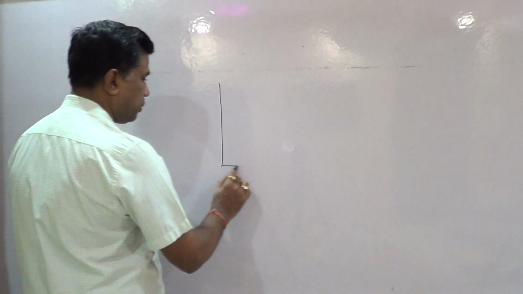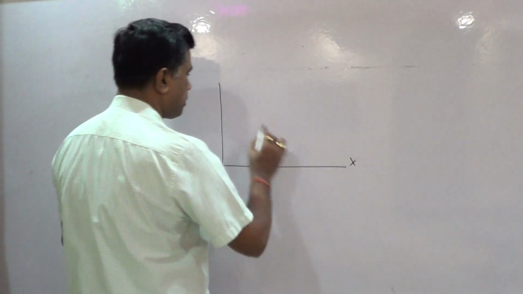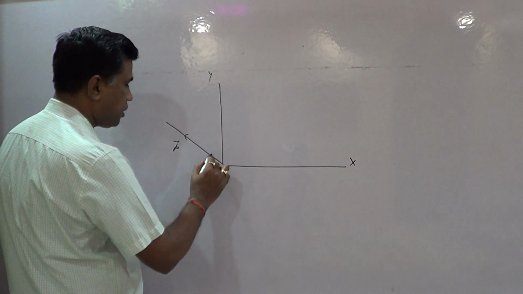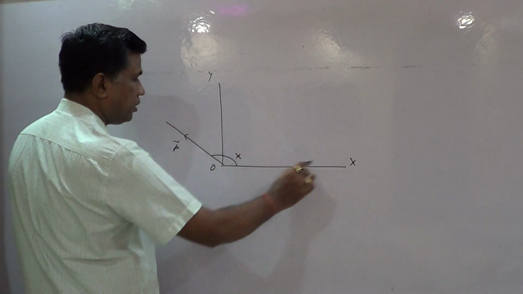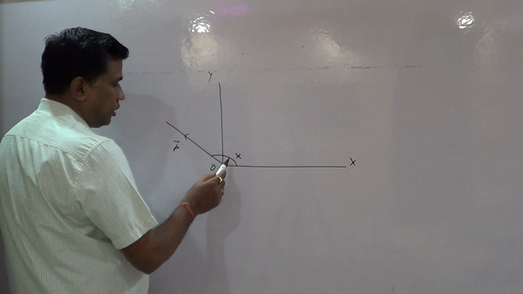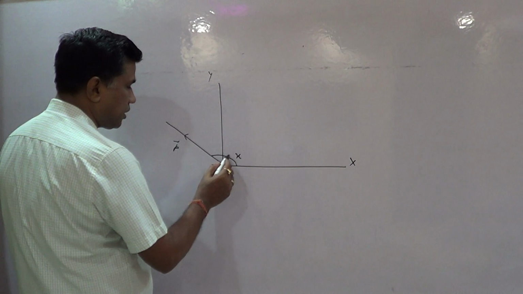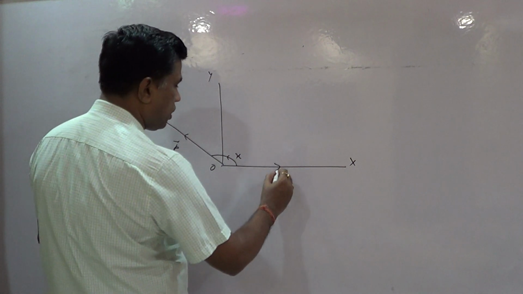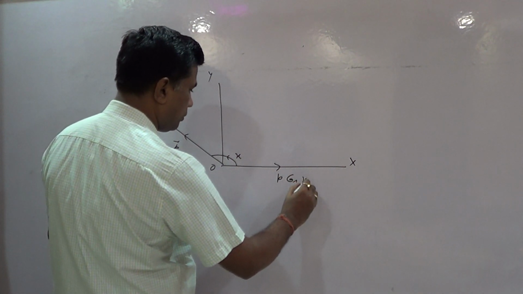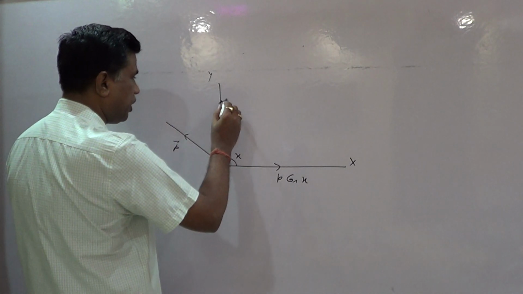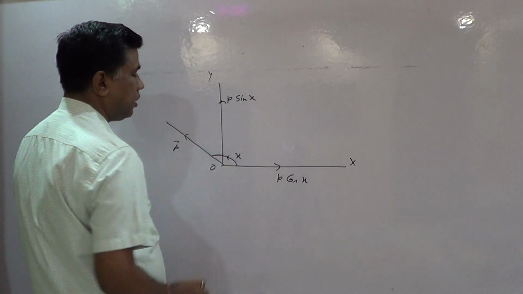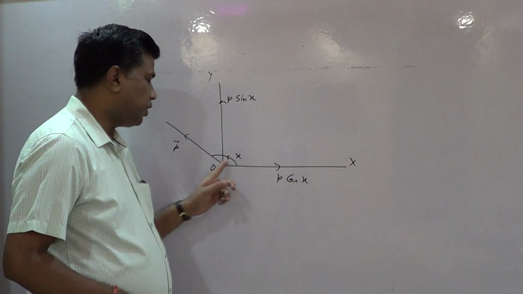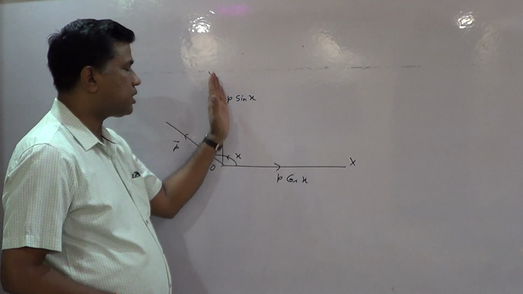Listen, suppose there is an origin, x-axis, y-axis. Suppose this is vector P which is making some angle x with the x-axis. This angle is measured from the positive direction of the x-axis in the anti-clockwise direction. This angle is taken as x. Now student, this P has component P cos x and this P has component P sin x. Same concept is taken: the side with which the angle is in contact, there we write cos, and exactly perpendicular to it we write sin.